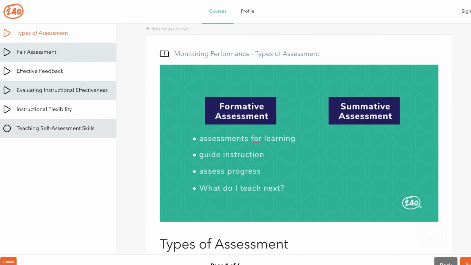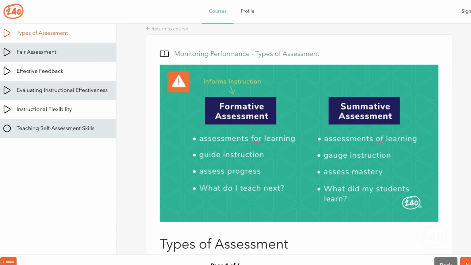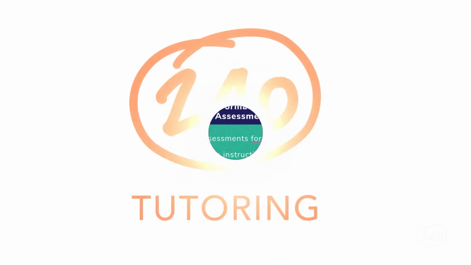Summative assessments are assessments of learning. They are used to gauge instruction by determining whether or not students mastered a learning objective. Teachers use them to answer the question, what did my students learn? Meaning, what do they know now, or what are they able to do? So remember, formative assessment informs instruction toward the learning objective, while summative assessment sums up students' performance on the learning objective.